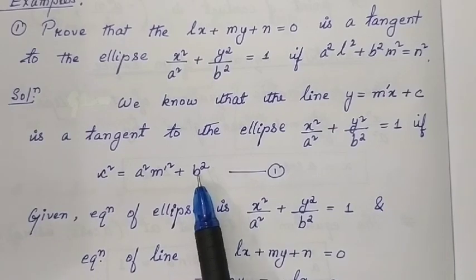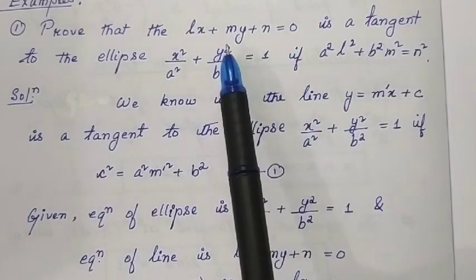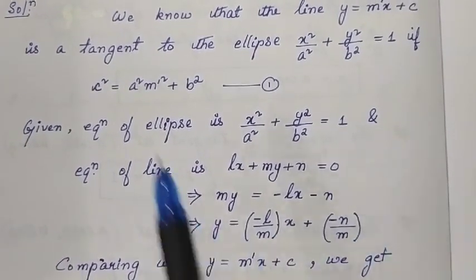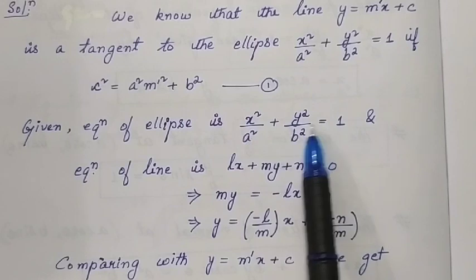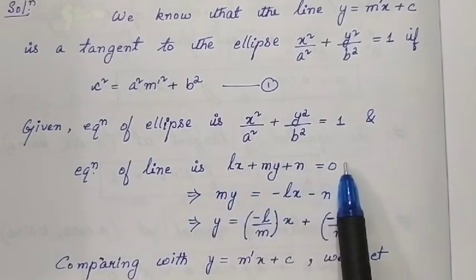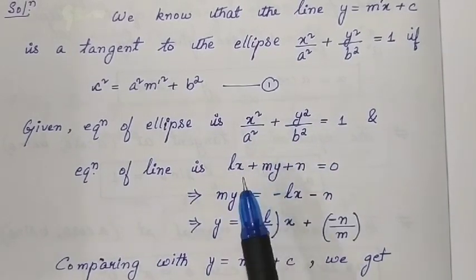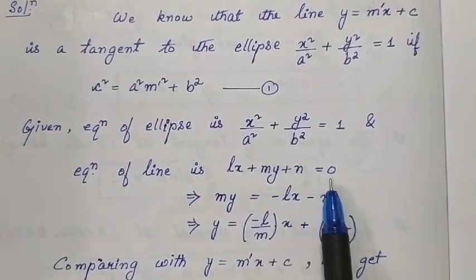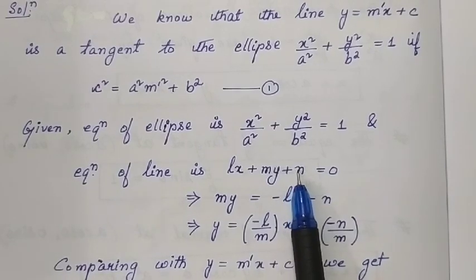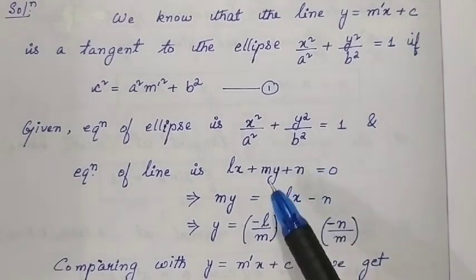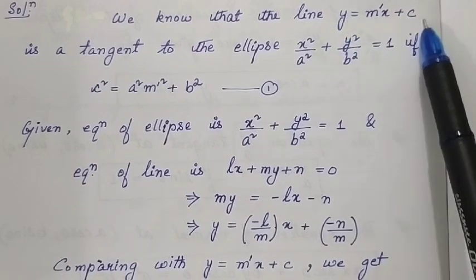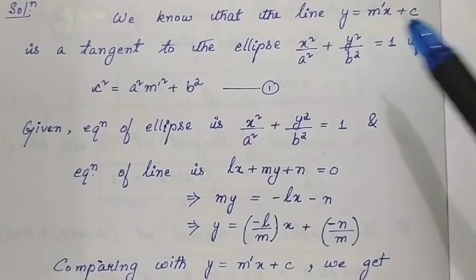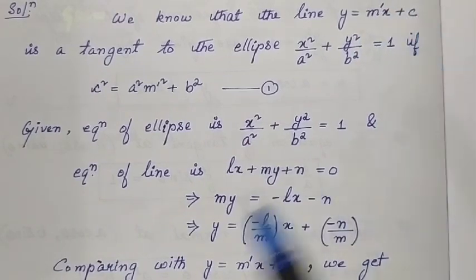So, let us write the given line and the given equation of the ellipse. This was the given equation of the ellipse and this is the given line. From this equation, Lx plus my plus n equal to 0, we will try to convert it into the form y equal to m dash x plus c. From there, we can easily find the values of m dash and c.